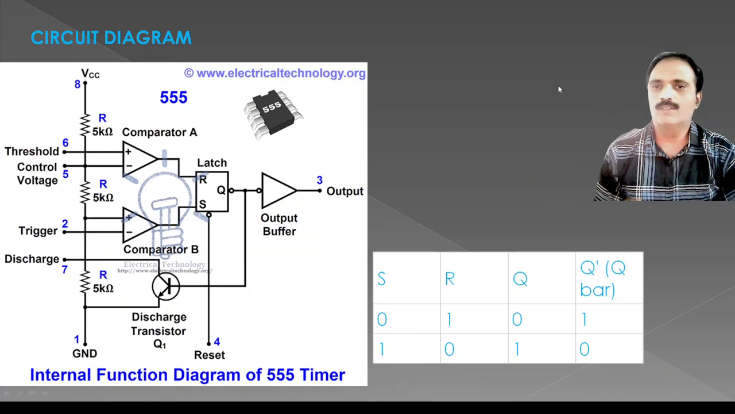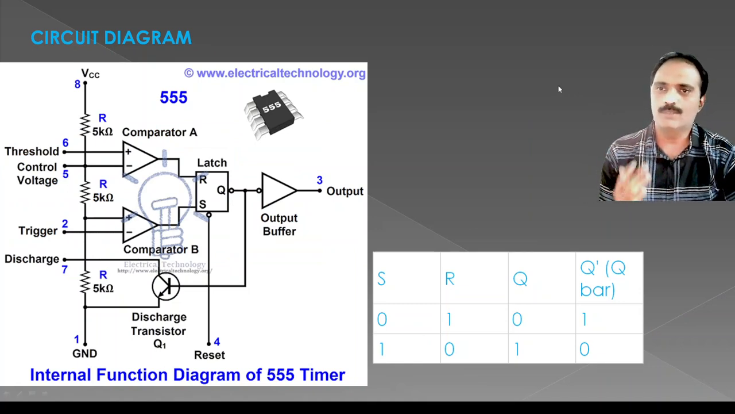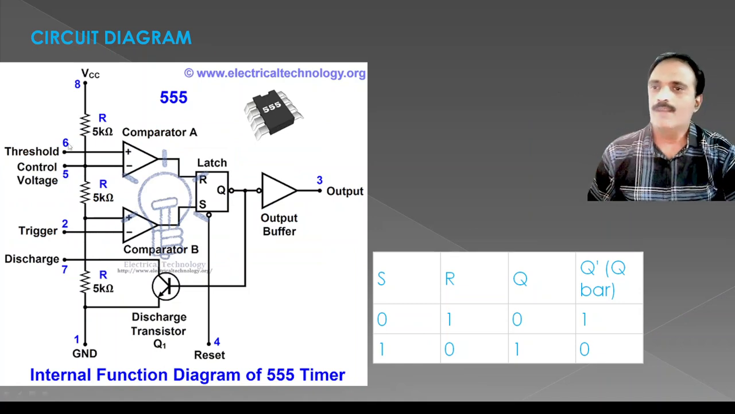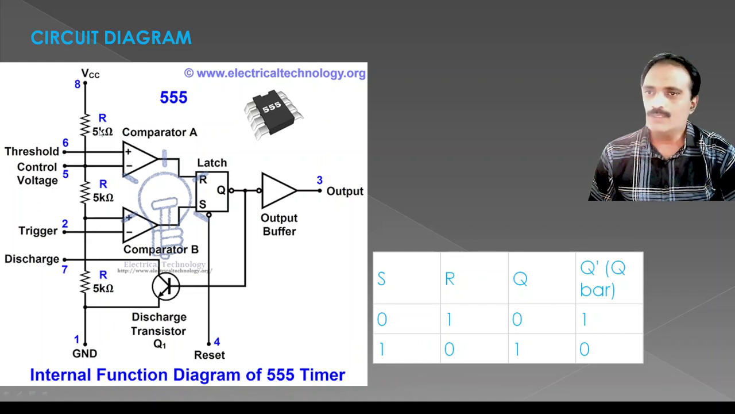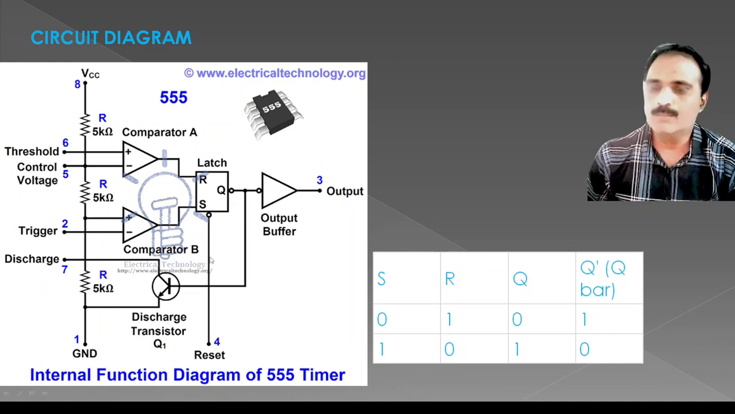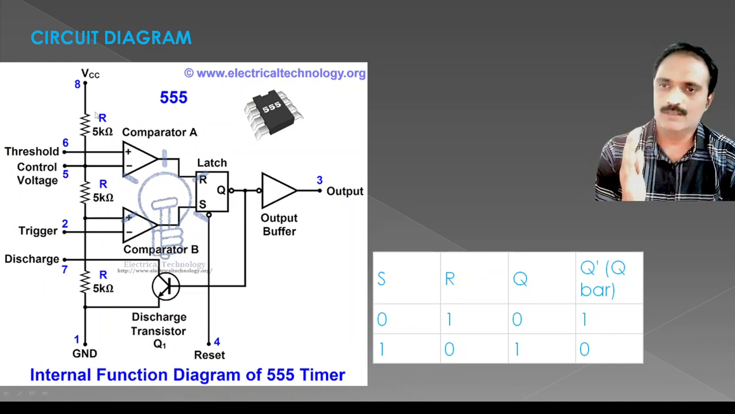Basically this is the circuit diagram which represents the 555 IC timer. Here, as you can see from this circuit, we use three 5K resistances to have the threshold voltage for this comparator, and also for the lower comparator, that is comparator B. That is the reason why this timer is considered a 555.